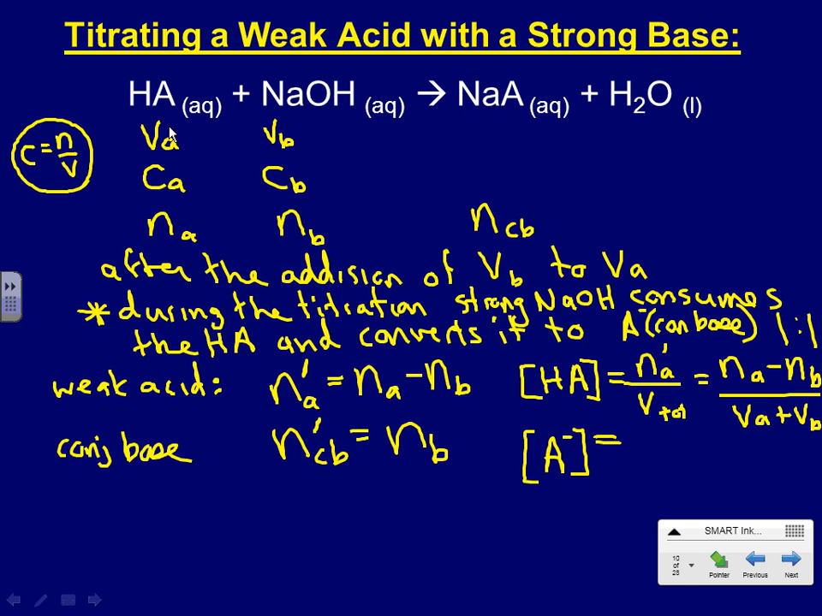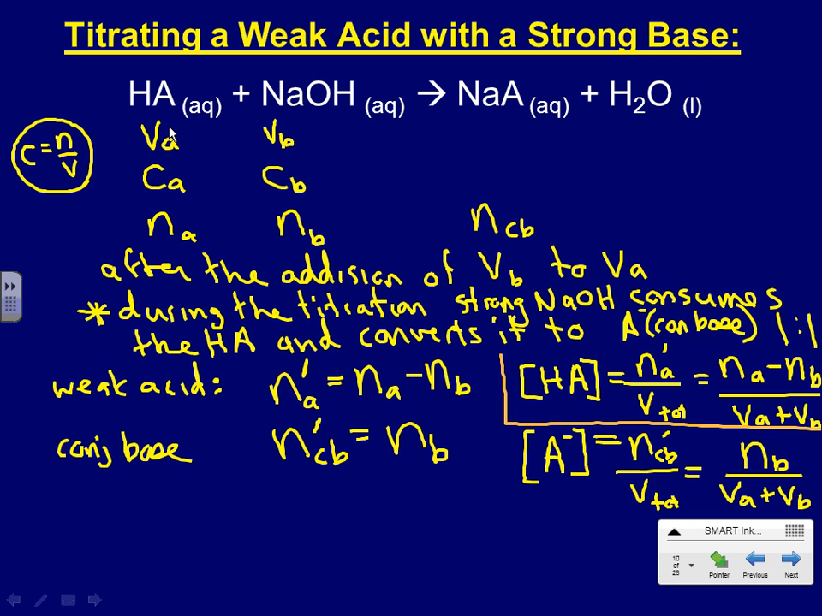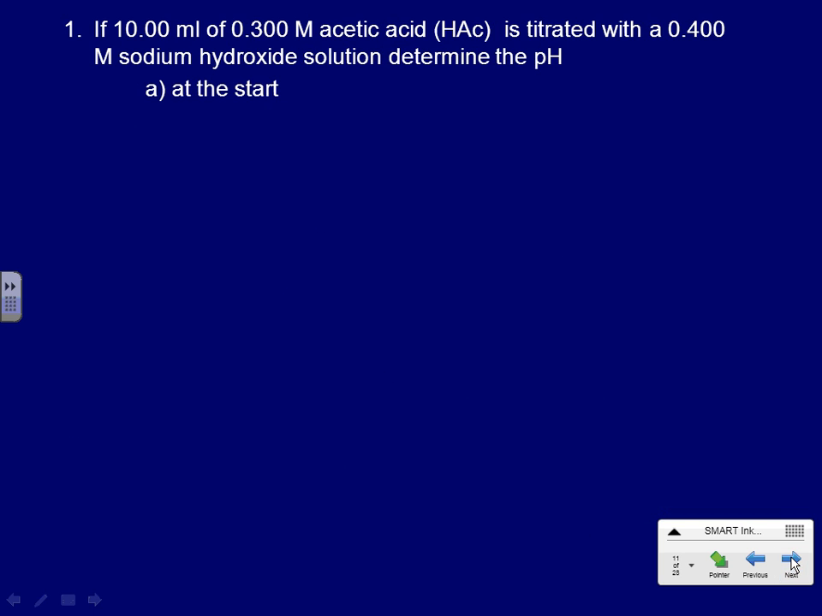I can do the same for the conjugate base. That will be equal to the number of moles of conjugate base after divided by the volume total. The conjugate base, it turns out, is equal to the number of moles of base that were added, and again, the total is Va plus Vb. These two equations right here, along with our equations of acids and bases and buffers, are how we're going to solve these problems. Okay? So let's go ahead and see if we can solve some of these problems.